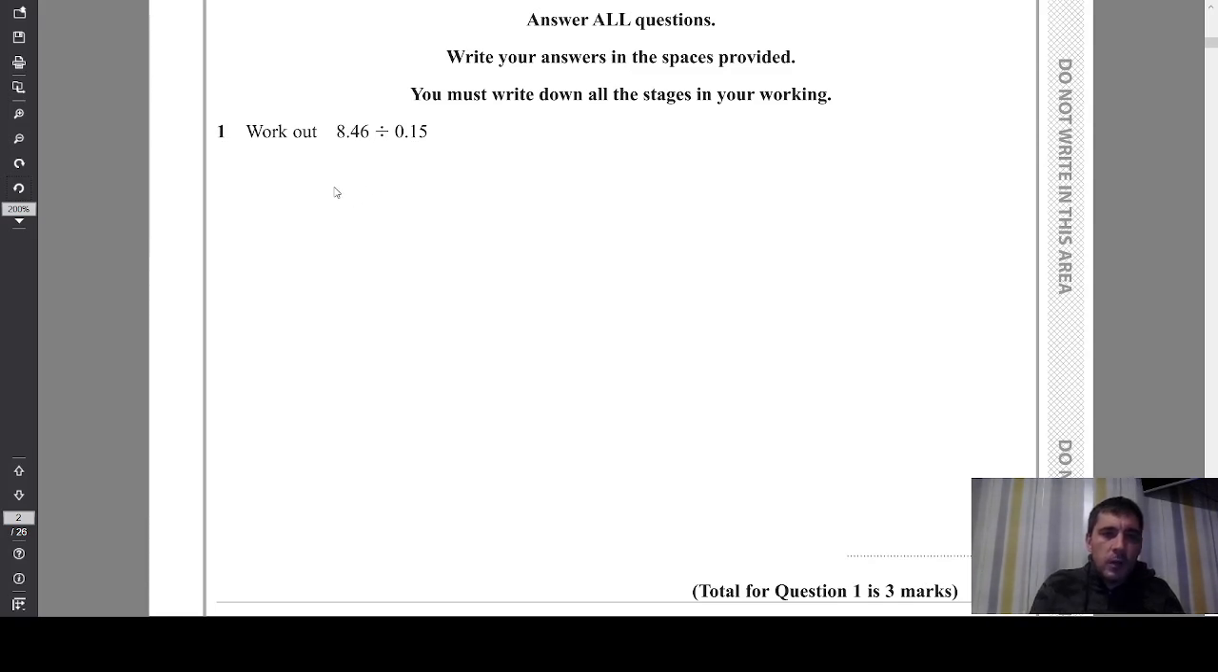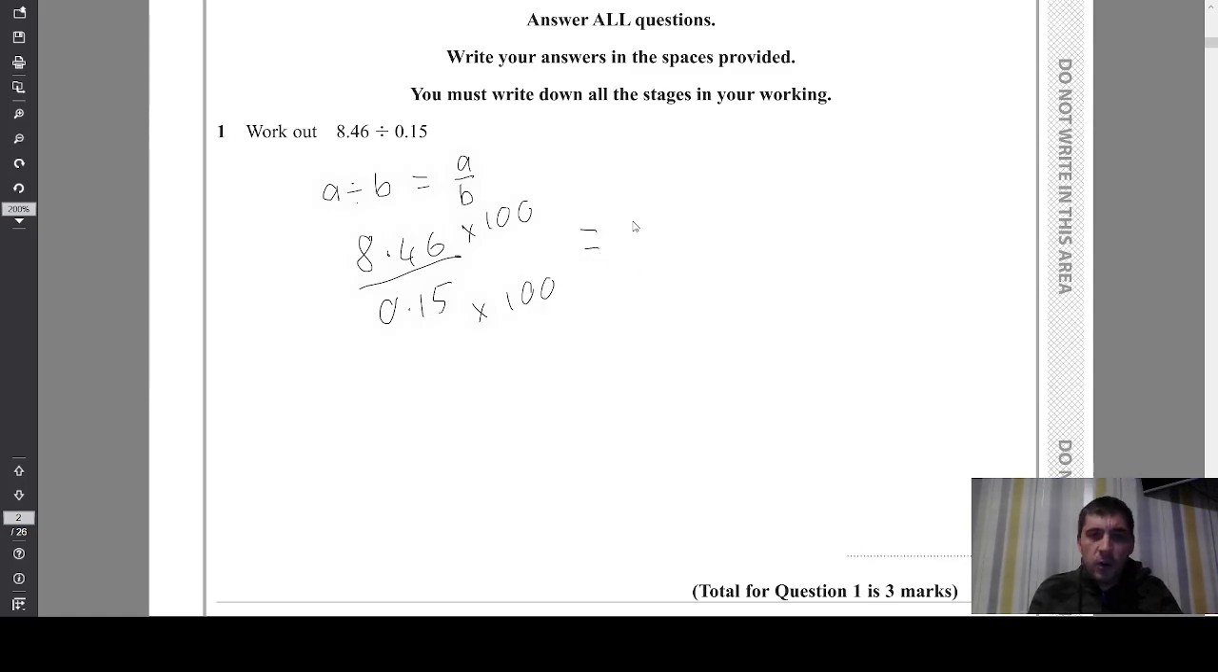So let's start. Any division, like A divided by B, can be changed into a fraction. In some cases it's really useful. So A over B, and what happens there? 8.46 over 0.15. We can then times both the bottom and top by 100 to make all the working out a little bit easier, because it's much easier to divide whole numbers, natural numbers, than decimals.